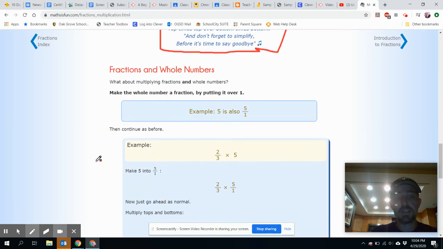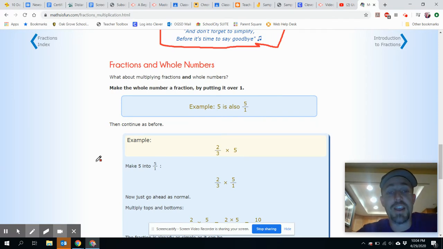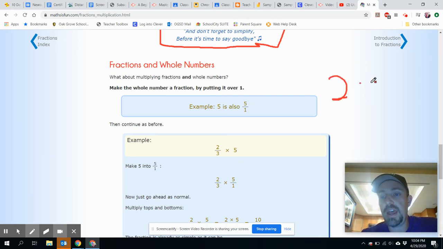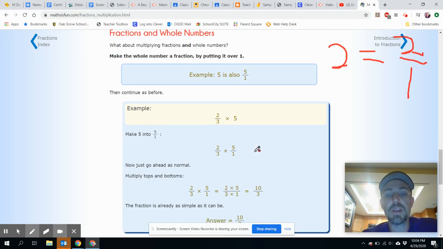And then check out this next one, fractions and whole numbers. A 5 is also a 5 over 1. And similarly, if you had a number like 2, that would equal 2 over 1. So any whole number ends up being that number on top of 1. So 2 equals 2 over 1, 5 equals 5 over 1, and here we have it.